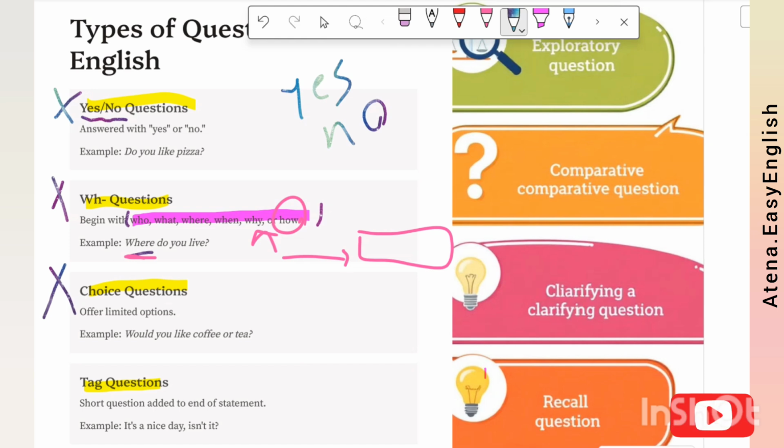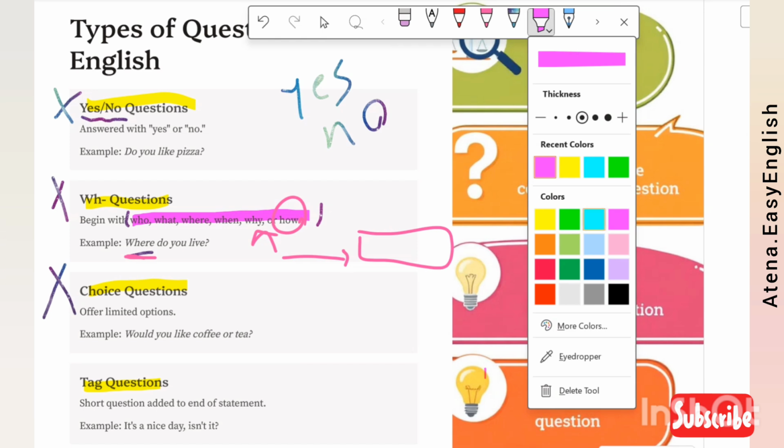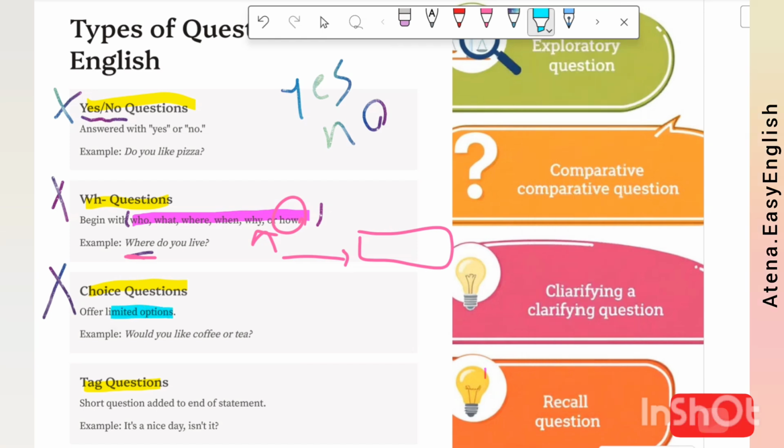So, choice questions. In these questions, some limited options are offered. For example, would you like coffee or tea? You offer someone something, in here with would you.